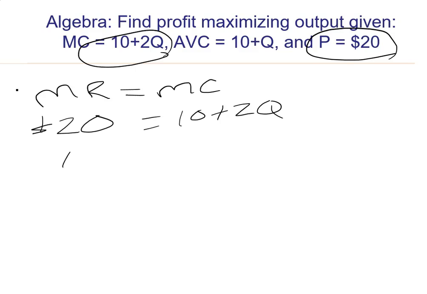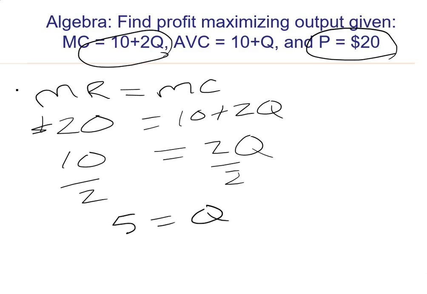Solve for Q. Subtract 10 from both sides, and then divide by 2 on both sides. You've got yourself the solution. Output is going to be 5, if the firm is open.